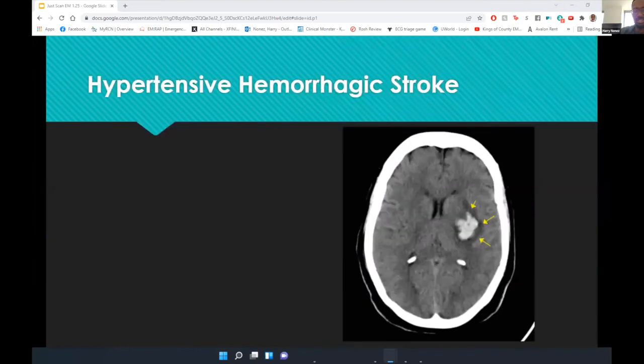Agreed. So this patient had a hypertensive hemorrhagic stroke. And this parenchymal hemorrhage or hematoma is centered around the left basal ganglia with a mild amount of vasogenic edema, which you'll see with the arrows. The basal ganglia, the pons, and cerebellum are common locations for this hypertensive bleed.